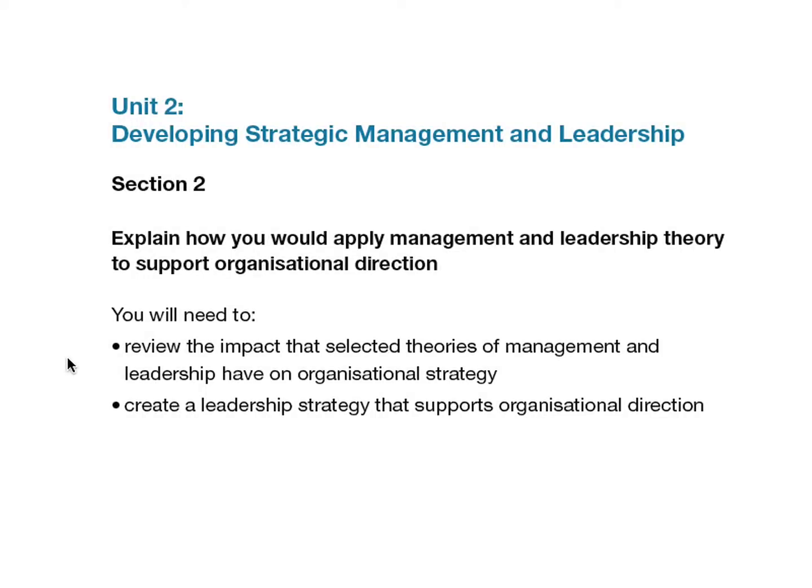Section 2. Here you need to name and briefly summarise the established leadership theories and models, and then describe how each one might impact on an organisation's strategy. You'll need to discuss this against the background of the different types of organisational strategies that are available. And here you'll need to describe a situation in which an organisation has chosen to follow a particular strategic direction, such as diversification or expansion, and outline a leadership strategy that would support that particular strategic direction.